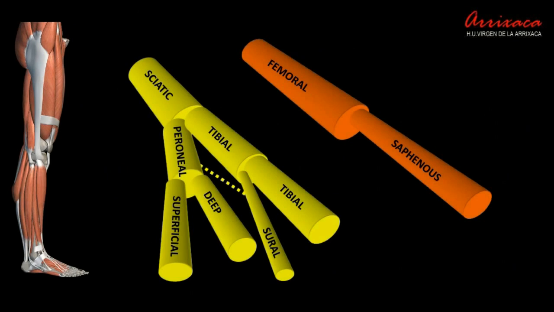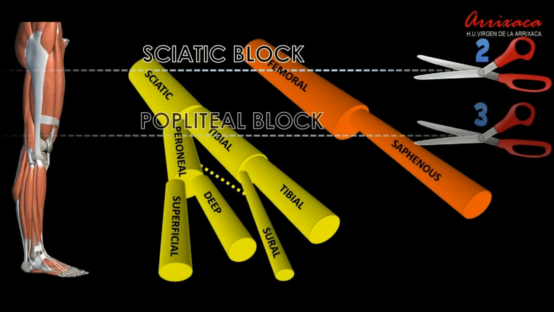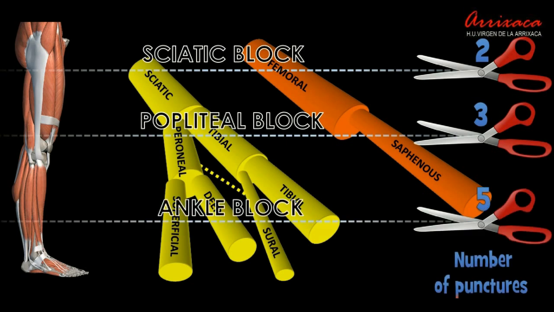For regional techniques performed in the lower limb, the more distal the blocks, the more punctures are necessary to obtain a complete block. These techniques are more labor-intensive, but on the other hand, they allow us to be very selective as long as we know the anatomy in detail.